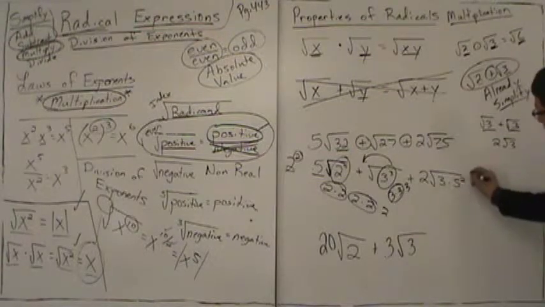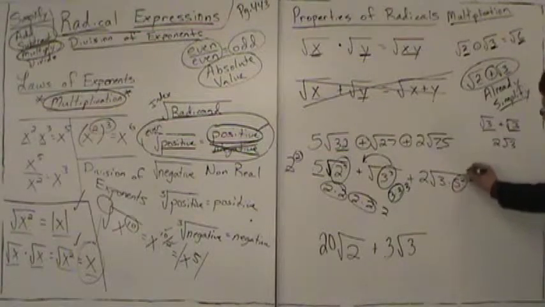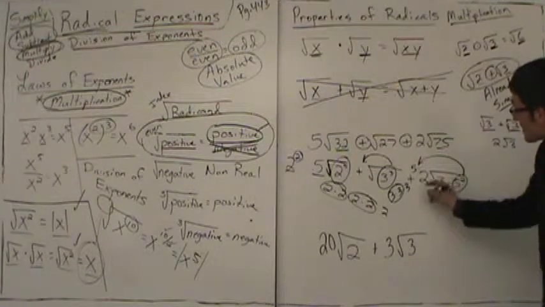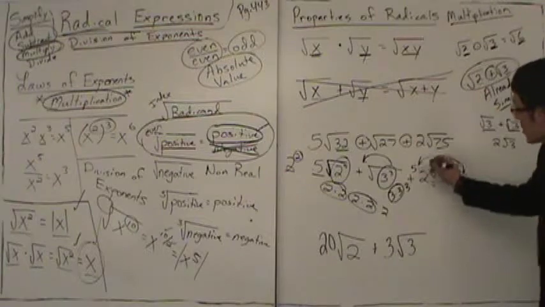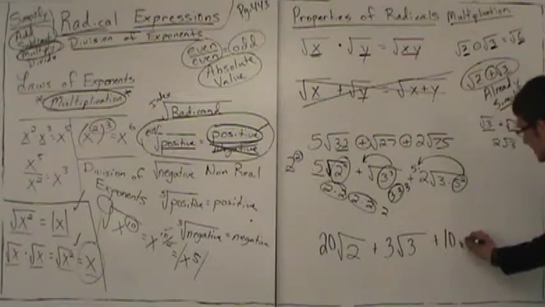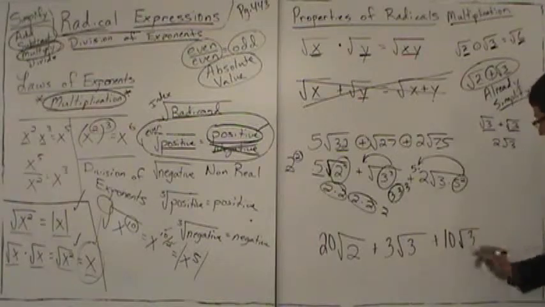However, can we take a pair of 5's? Yes, there's a pair of 5's here. We take a pair of 5's out. What does it become? It becomes a 5. We take the 5, and do we add it to the 2? No, we multiply it. So 5 times 2 gives what? 10. And what's left under the root? We have a 3. So 10 root 3.